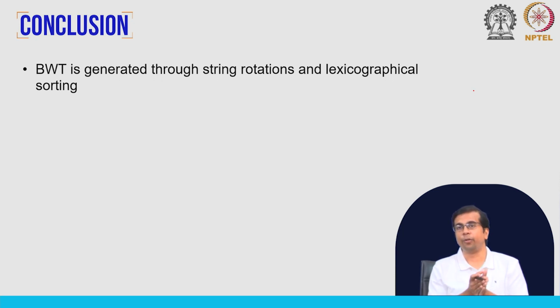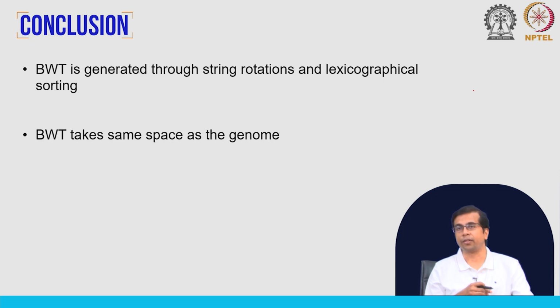If the first letter is same, we look at the second letter. If the second letter is same, we look at the third letter, and so on. Then we sort these strings and generate this sorted matrix. Once we have generated this sorted matrix, what we have seen is that the Burrows-Wheeler transform takes the same space as the genome. So, it is a very efficient way to store the genome data. It is not taking a huge amount of space like a hash table or the suffix array or suffix tree. So, that is good news. We can probably run this on a desktop. We will see in the next class whether that is possible, and we will quantify the time and the memory requirement for read mapping.